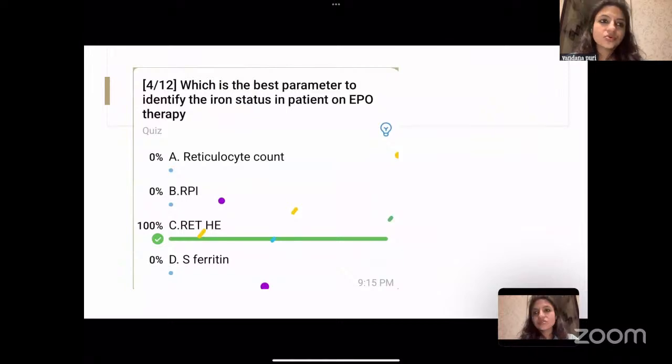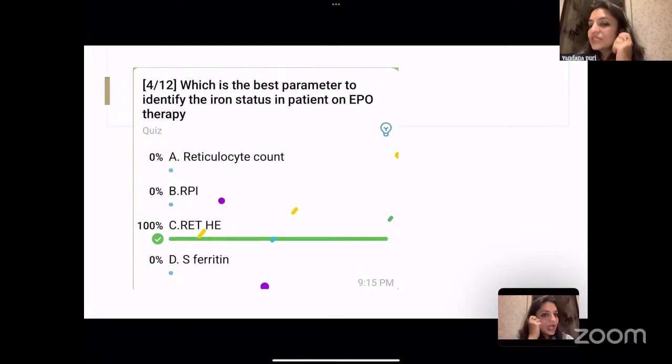So this is the last question of the day. This is of the night, basically. Okay, what is the best parameter to identify iron status in patients on EPO therapy? This is a recent update which everybody should remember. I am sure all of you know what a reticulocyte count is. You know that we can do a corrected reticulocyte count for the degree of anemia. We also do the reticulocyte production index depending upon the hematocrit, and we do serum ferritin.